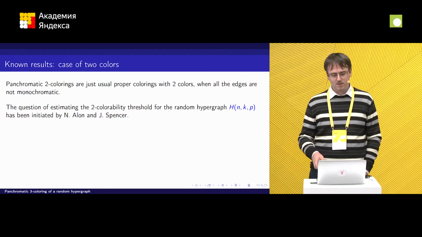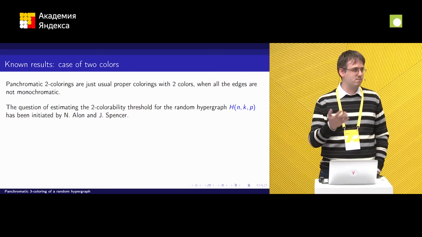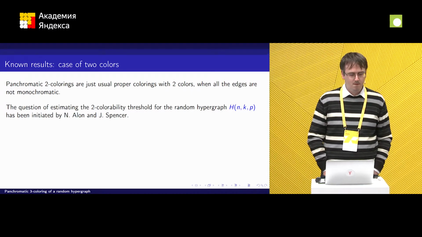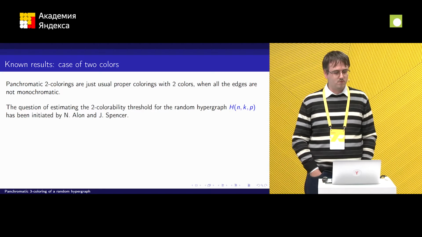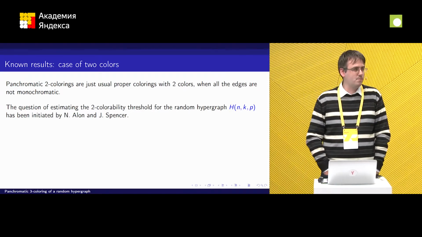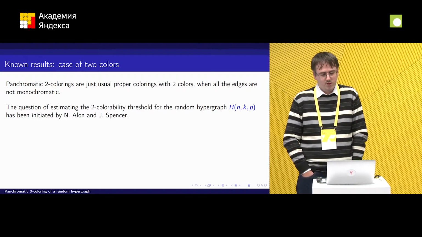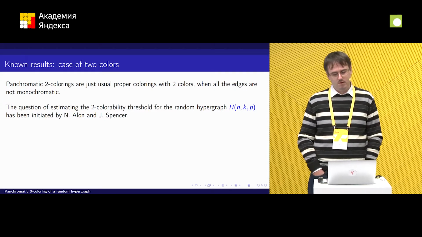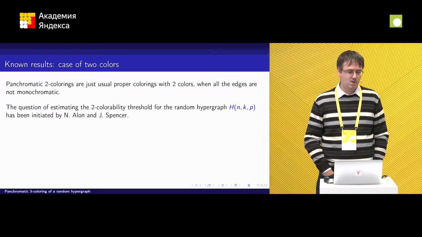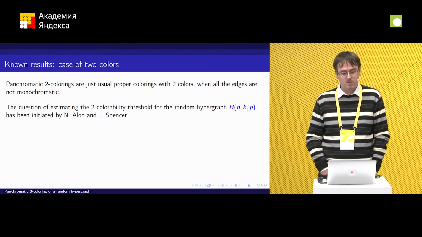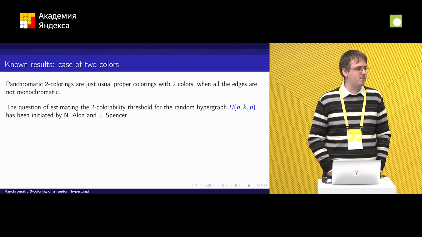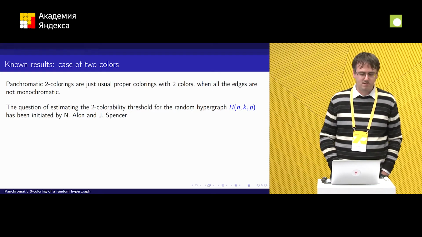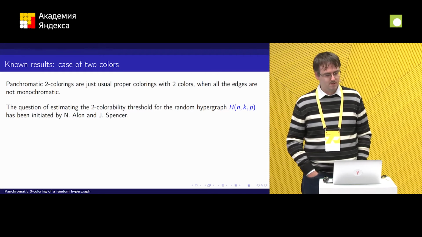So, okay, let us start with two colors. The least possible number of colors is 2. So what are panchromatic 2-colorings? Panchromatic 2-colorings are just usual proper colorings. So if you have just two colors and you consider that every edge should meet every color, then all the edges are not monochromatic, right? Because you have both colors in every edge and nothing else can be said. So this is just the same.